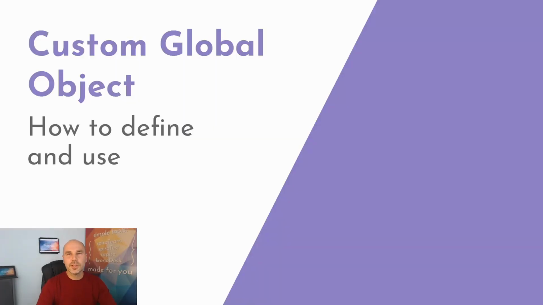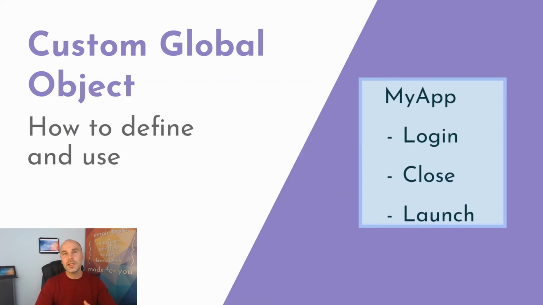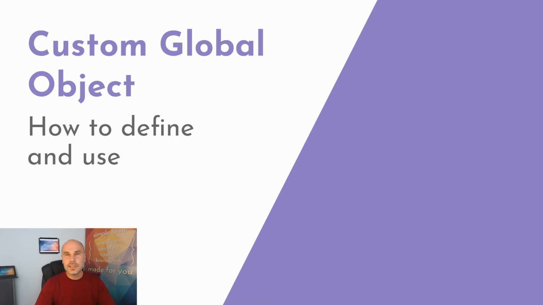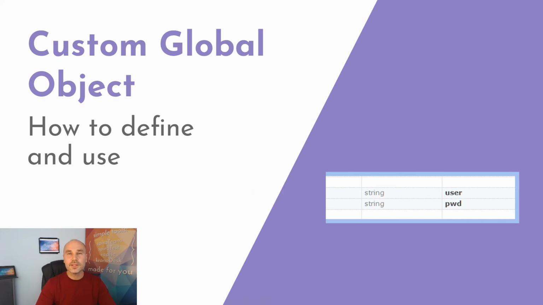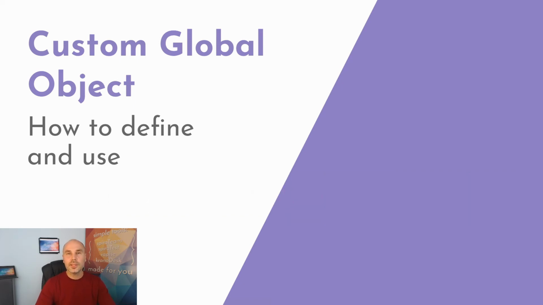In this section, I will show you how to define a custom global object in Rapise. Imagine that you are developing a testing framework and you want to define an object that will represent your application and will have actions like login, close, launch. And in Rapise 6.5, you may define a custom function and call it using functions object. Rapise 6.6 offers a more convenient way. You may define the global object with these actions.